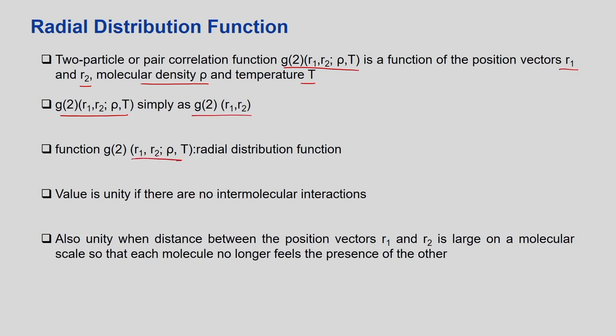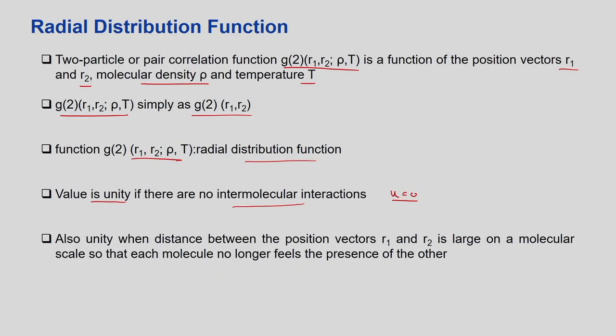So this particular function is called the radial distribution function. Obviously its value is unity when there is no intermolecular interaction, so when U is 0. When U is 0, one of the atoms does not feel the effect of the other atom. So all those Boltzmann factors go away. It will be simply the average density into the average density, whole square. That will be your probability. So there is no intermolecular interaction.